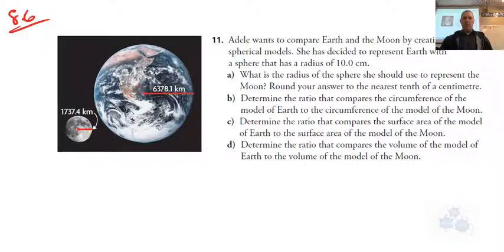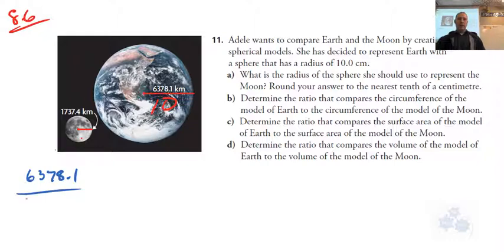Okay, so this is 8.6, number 11, so we'll start from the beginning. Adele wants to compare the Earth and the Moon by creating spherical models. She's decided to represent Earth with a sphere that has a radius of 10. So I guess this is the Earth, and this is the Moon, right here. So if she's going to make the model of this being 10, you can kind of see a proportion here, I guess.